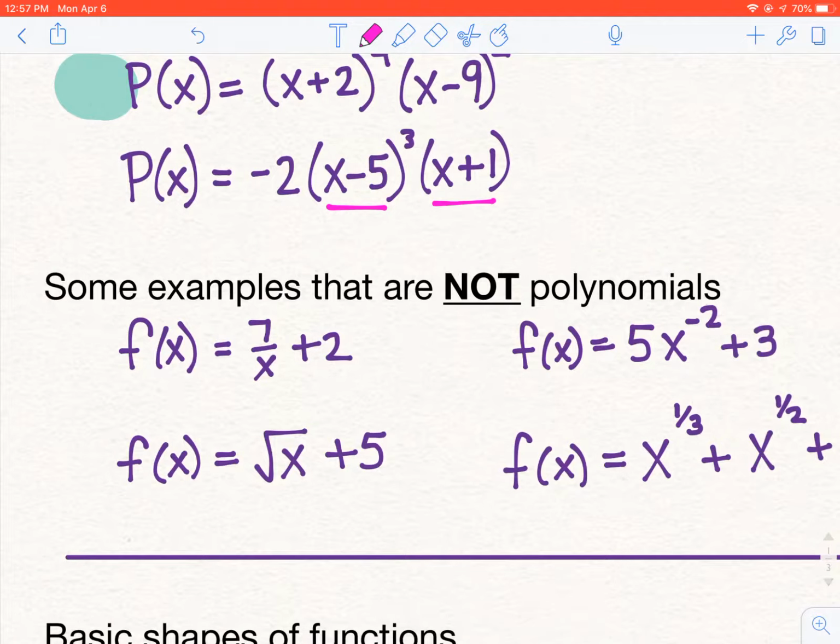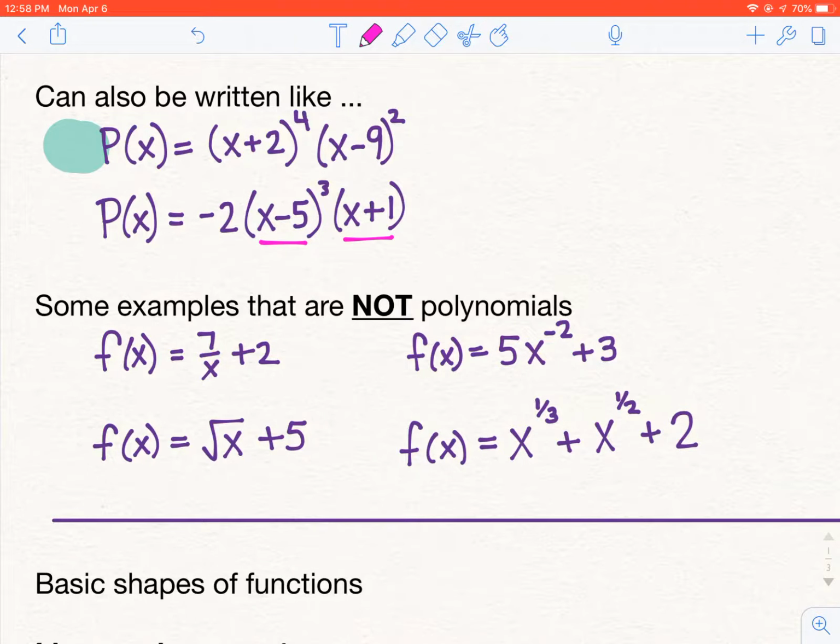Here are some not polynomials, because you're like, well, what is not a polynomial then? Well, notice this first example here, the x is in the denominator, which means it has a -1 exponent, so that's no go. x to the -2, remember, exponents are supposed to be whole numbers, 1, 2, 3, and so on.